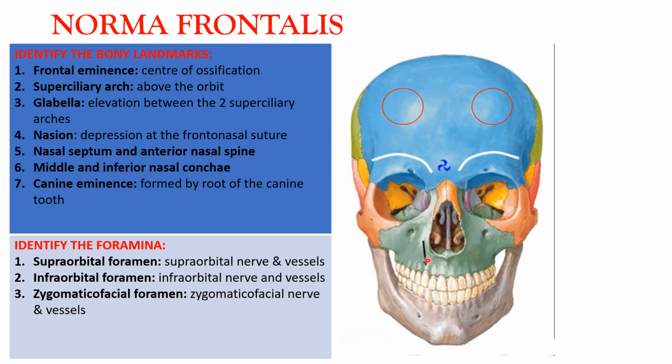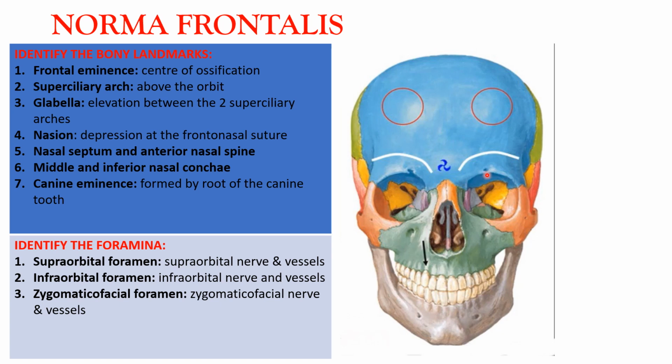The first one we identify is the supraorbital foramina. Supraorbital means above the orbit. So this is the orbit, and this foramina here is called the supraorbital foramina. One here, another one here. It's important to note that the supraorbital foramina transmits the supraorbital nerve and also vessels.